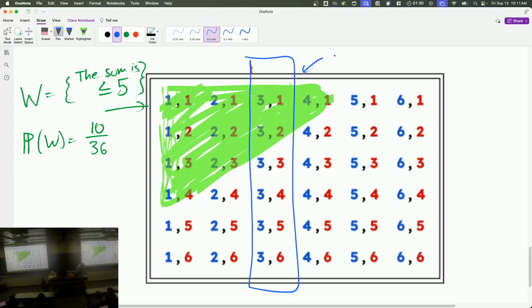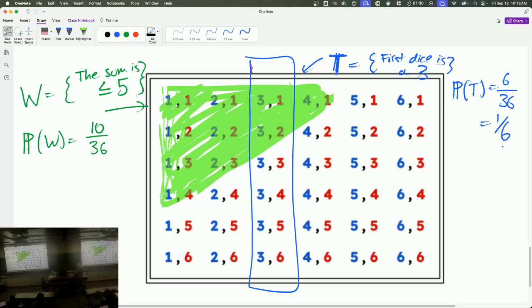This is the event that we rolled a 3. What should I call this? I'll do T for 3. So the event T is the first die is a 3, and it has 6 things in it. So the probability of T is 6 out of 36, which is 1/6. So far, that's all good.